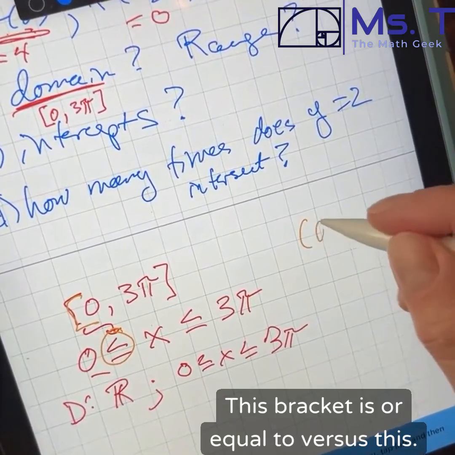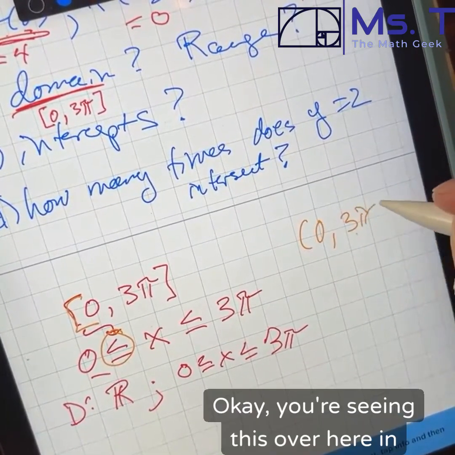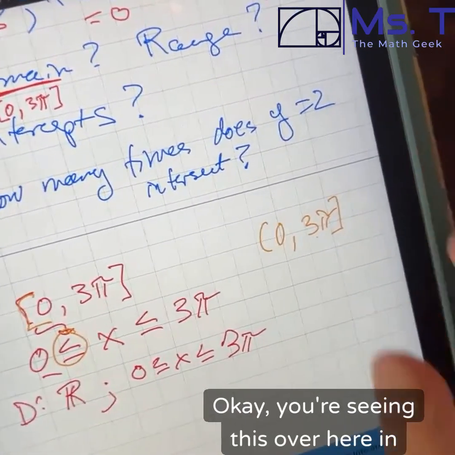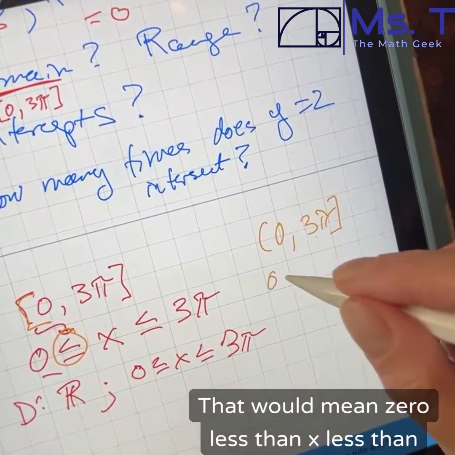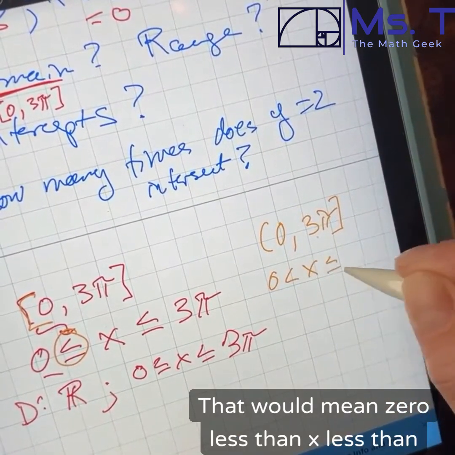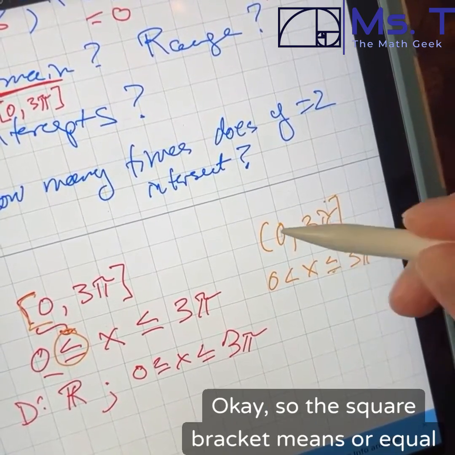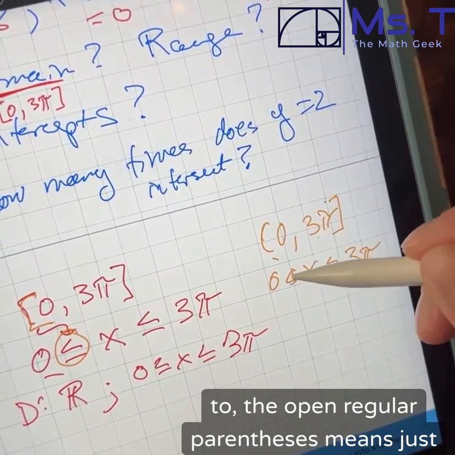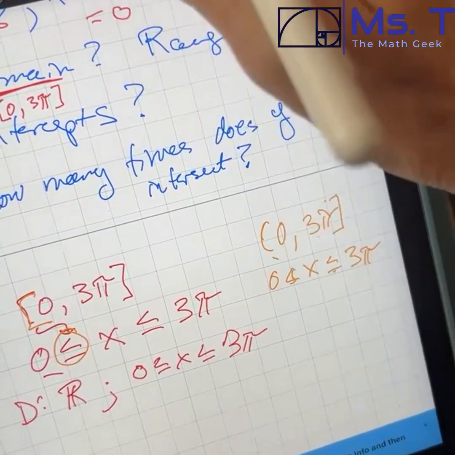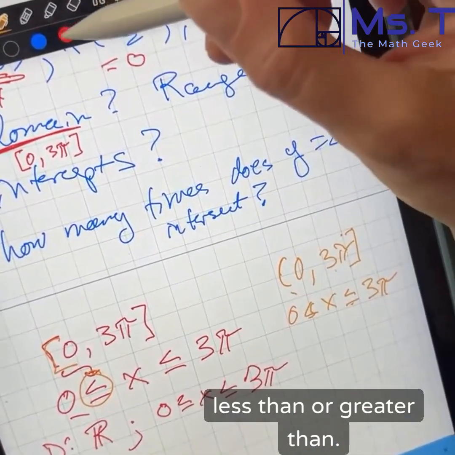Versus this, if you had, let's see, you had this. Okay, you're seeing this over here in orange. That would mean 0 less than x less than or equal to 3 pi. So the square bracket means or equal to. The open regular parentheses means just less than or greater than.